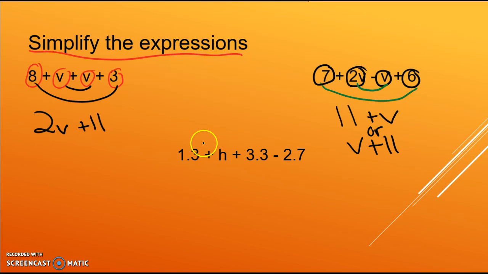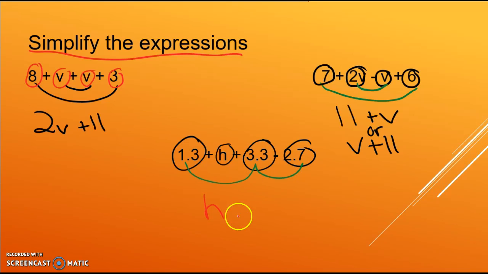So now let's look at the bottom one. Our terms are 1.3, h, 3.3, and 2.7. I'm going to connect my like terms together. The regular numbers that I have are 1.3, 3.3, and 2.7, and then h is on its own. So I'm going to write h out first. To figure out the rest, we need to do 1.3 plus 3.3 minus 2.7. I'm going to go left to right, which follows my order of operations.